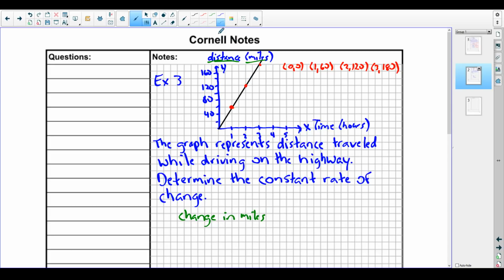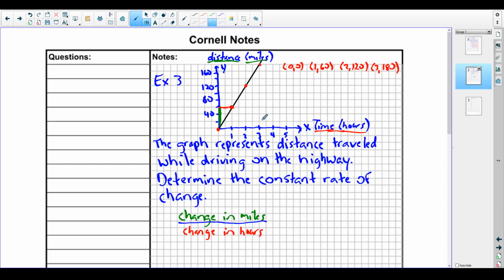Divided by, and then our time is going back to hours. So change in hours. So all we need to do is we pick any 2 points. So let's say we pick 0, 0, and 1, 60. So that's a nice easy one. And we say, how much does it go up by compared to how much does it go over by?